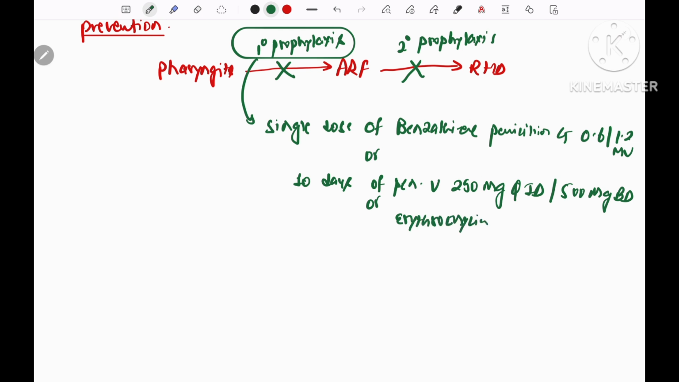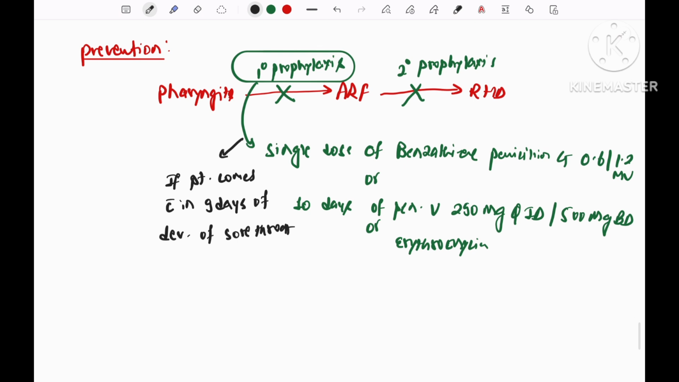But this primary prophylaxis is given if the patient comes within 9 days of development of sore throat. So if the patient comes within 9 days of development of sore throat, for primary prophylaxis, we give this benzathine penicillin 1.2 million unit as a primary prophylaxis to prevent acute rheumatic fever.